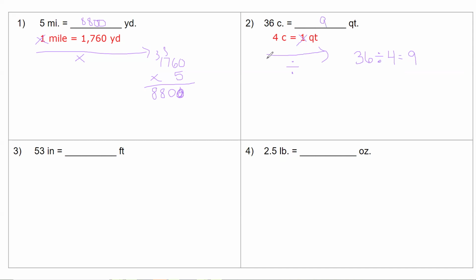36 cups is the same as 9 quarts. Okay, let's look at our next problem. We've got inches to feet. Some of you may know this one, but let's go ahead and look at the conversion anyway.